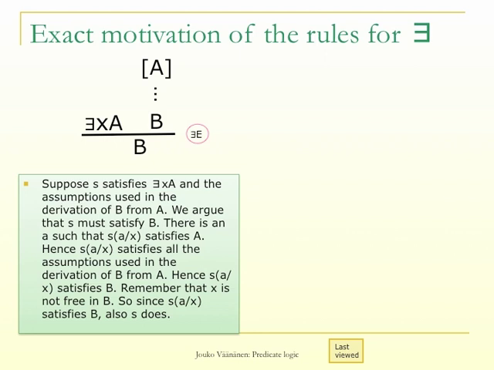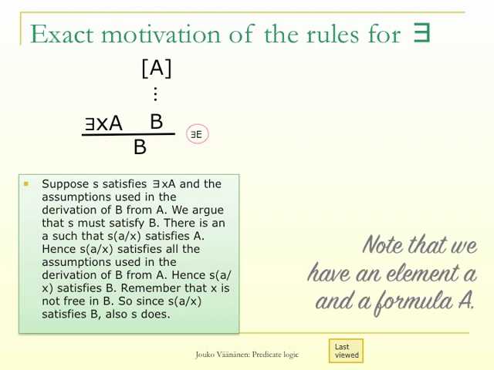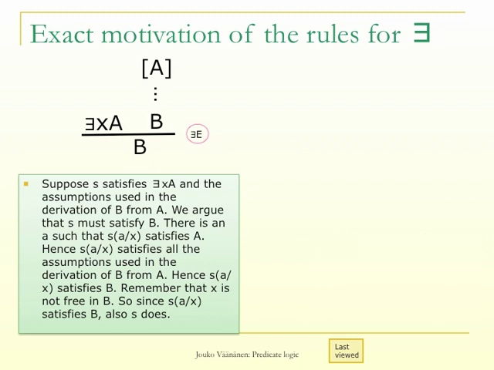More exactly, suppose S satisfies ∃x A and the assumptions used in the derivation of B from A. We argue that S must satisfy B. There is an a such that S[a/x] satisfies A, hence S[a/x] satisfies all the assumptions used in the derivation of B from A. Hence S[a/x] satisfies B. Remember that x is not free in B. So, since S[a/x] satisfies B, also S does.